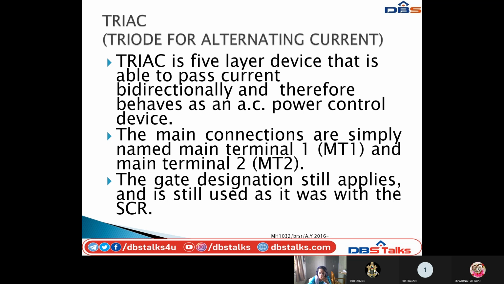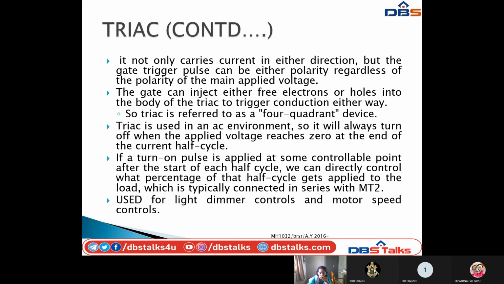Next, TRIAC operation. It not only carries current in either direction, but the gate trigger pulse can be of either polarity, regardless of the polarity of the main applied voltage. The gate can inject either free electrons or holes into the body of the TRIAC to trigger it either way. So TRIAC is referred to as a 4-quadrant device.